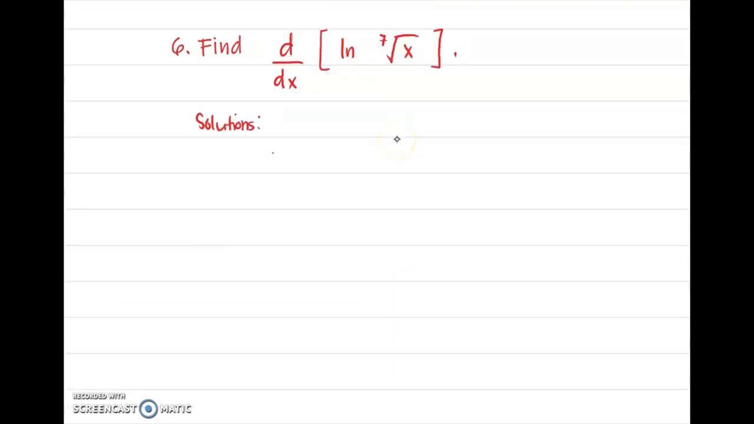Now let's find the derivative of the natural log of the 7th root of x. So first thing, we need to rewrite our radical function into a power function. So we have here the derivative of the natural log of the 7th root of x is just equal to the derivative of the natural log of x raised to 1 over 7.